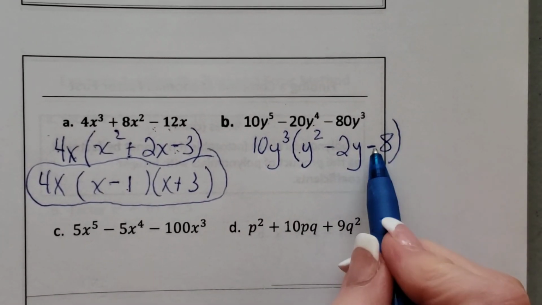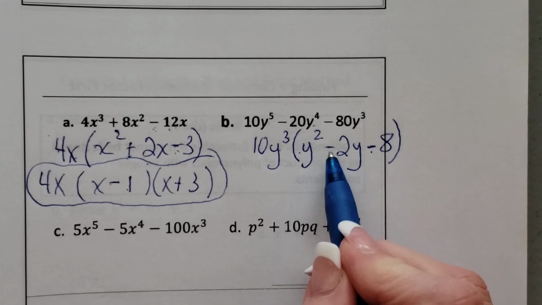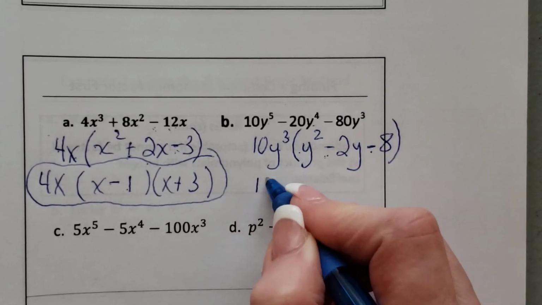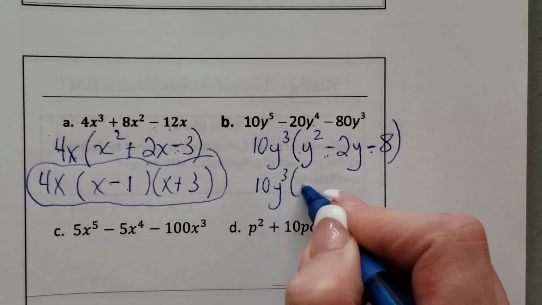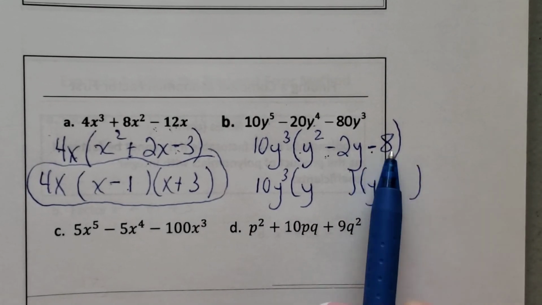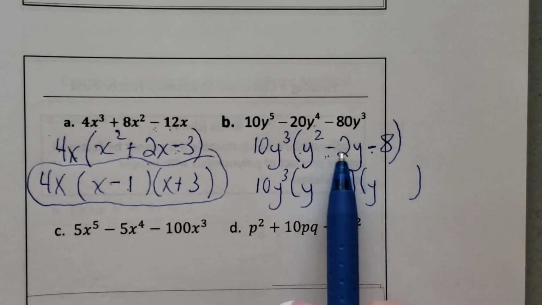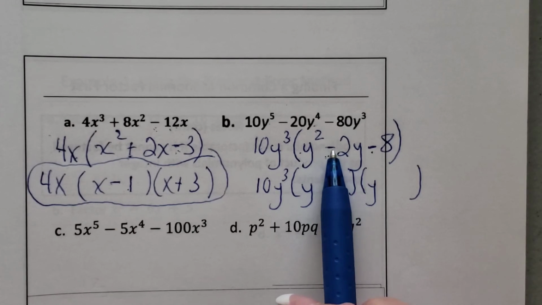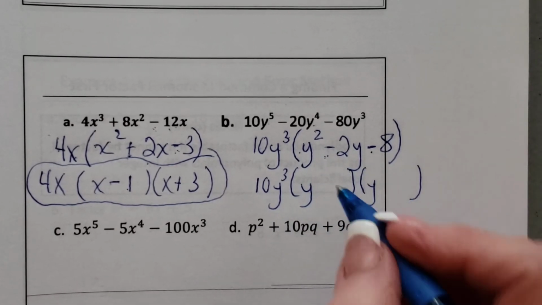And I took out all the y's. So this tells me I have two different signs. This tells me the sign of the bigger number. So I'm going to bring down my 10y to the third. I'm going to divide out my y's. I want two numbers. When I multiply them, I get -8. When I add them, I get -2. My only two factors of 8 besides 1 and 8 are 4 and 2. This tells me my bigger number is negative.